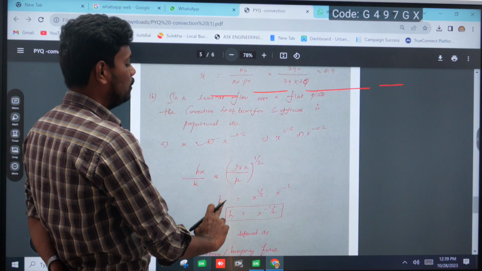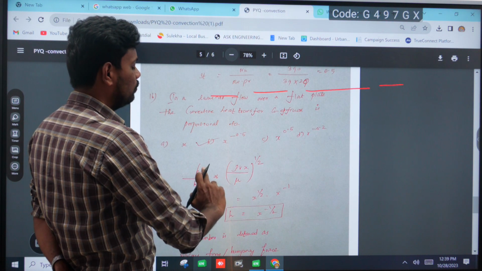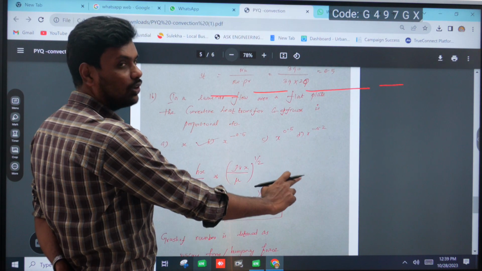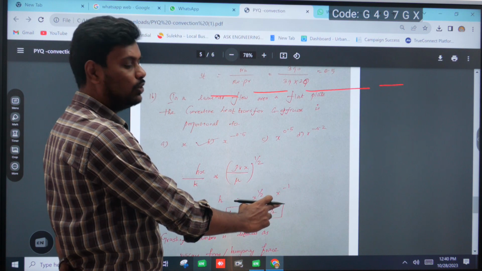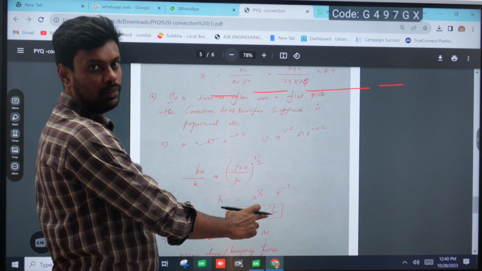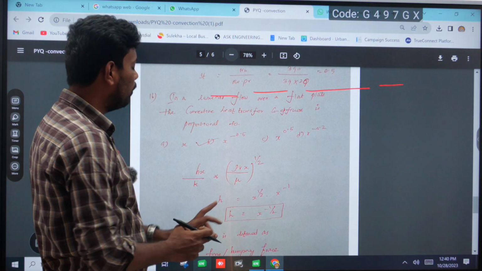So if you take h is equal to x to the power of 1 by 2, if this x will go to that side, x to the power of minus 1, then x to the power of 1 by 2 into x to the power of minus 1 will become x to the power of minus 1 by 2. So please do remember this.